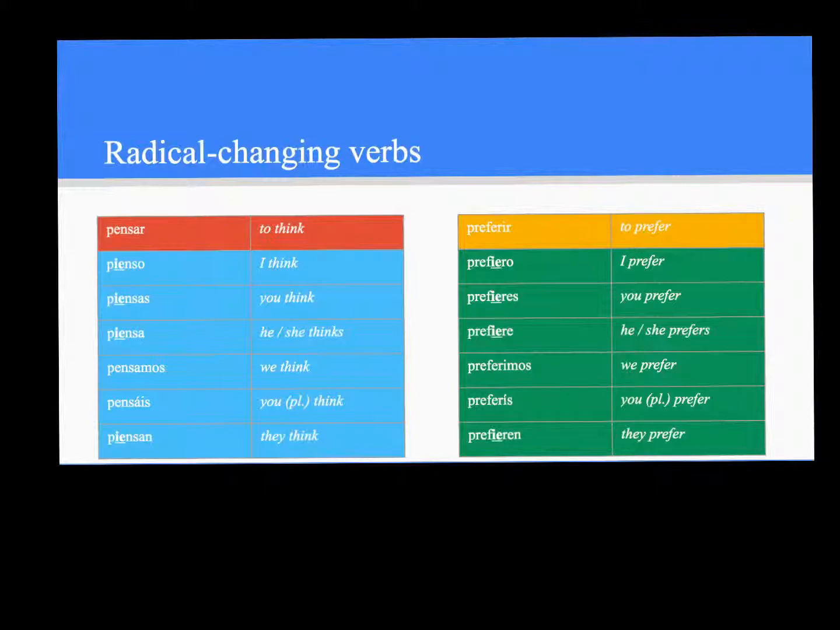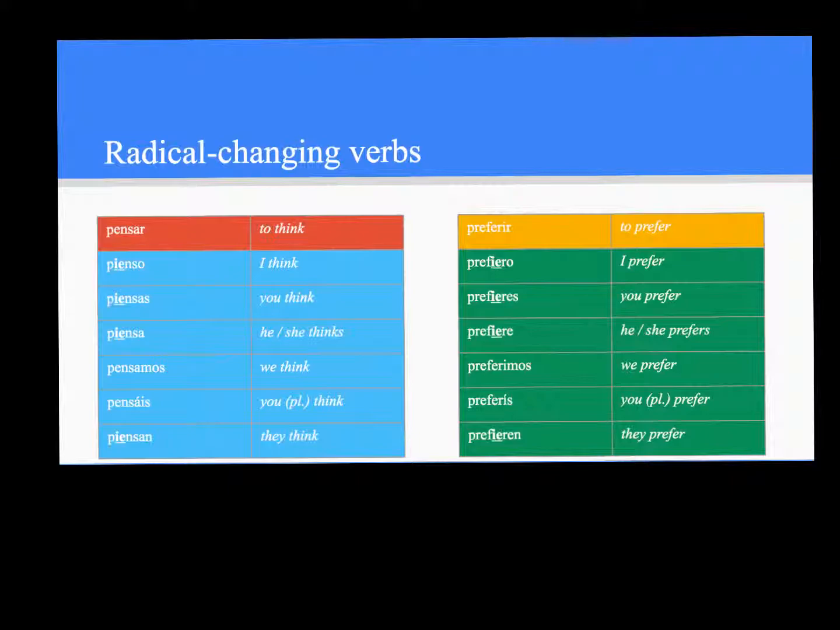And the final thing in today's video is the topic of radical changing verbs, or stem changing verbs, they're sometimes called. The word radical originates from the Latin word radix, which means a root. So a radical solution is a solution that tackles it at its root, at its heart. And these verbs are called radical changing verbs because they change in their roots, that's to say in their stems, not just in their endings.